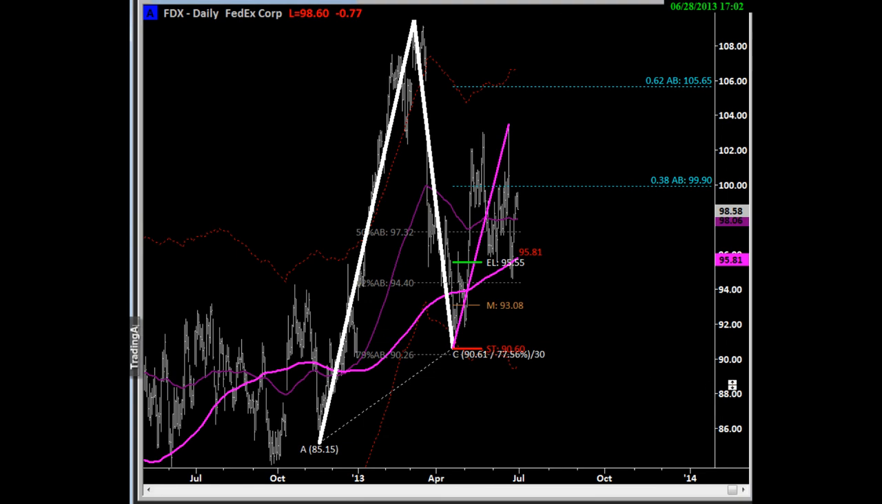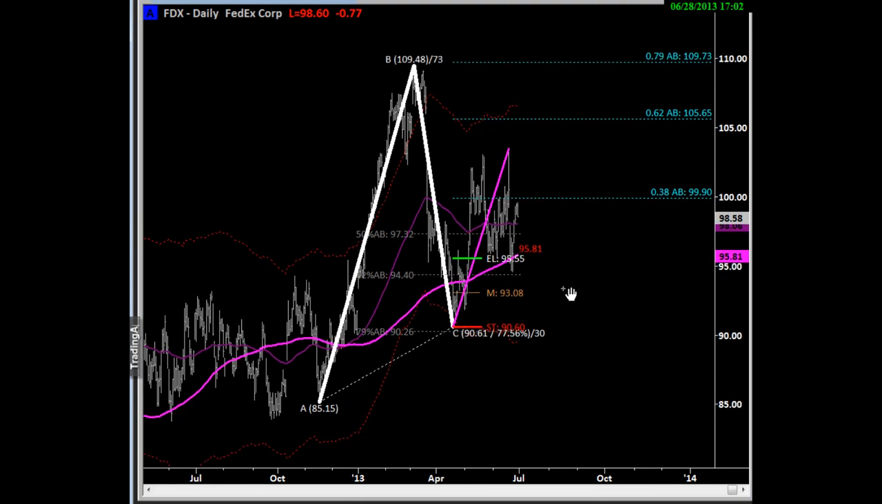FedEx is the one which I've been trading. In fact, right after its earnings, it went up quite a bit, and then it fell and came back to its EL level. Luckily, I have options on FedEx, so I'm going to be holding on to it. My target is about $105. 105 to 110 is actually the target, but I have 105 calls on FedEx.